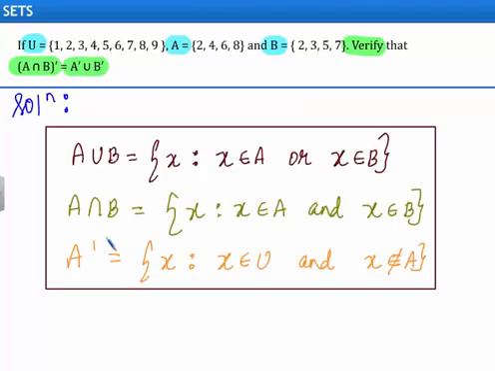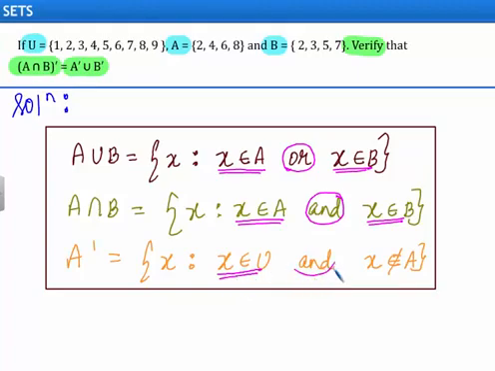Before proceeding on with the solution, let us recall a few definitions which we are going to use to solve this problem. A union B can be defined as set of X such that X belongs to A or X belongs to B. A intersection B can be defined as set of X such that X belongs to A and X belongs to B. Complement of A is equal to set of X such that X belongs to the universal set and X does not belong to the set A.